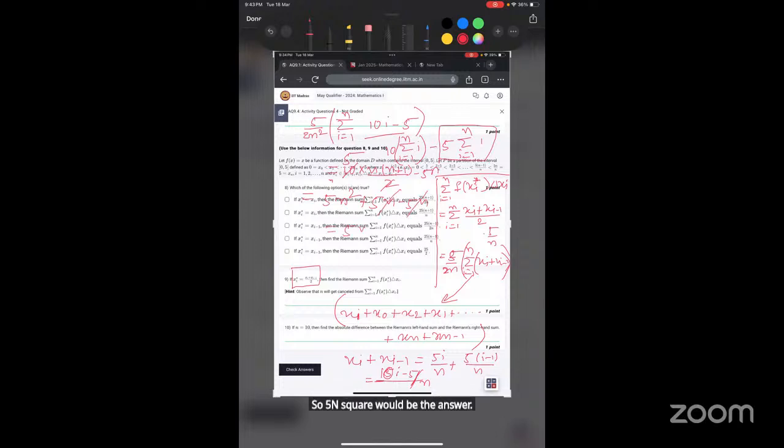Now we multiply it with this, so n squared will cancel out, and we will get 25 by 2. Can you check whether this is the answer?